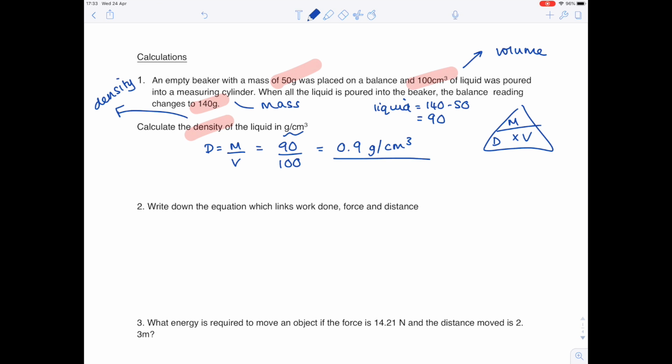2. Write down the equation which links work done, force and distance. Here's the formula triangle. Cover the value you're after. It doesn't really matter which way around you do it. I'm going to do it in terms of work done, so I can see that work done equals force times distance.